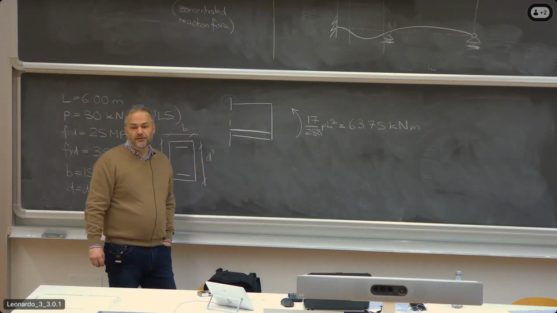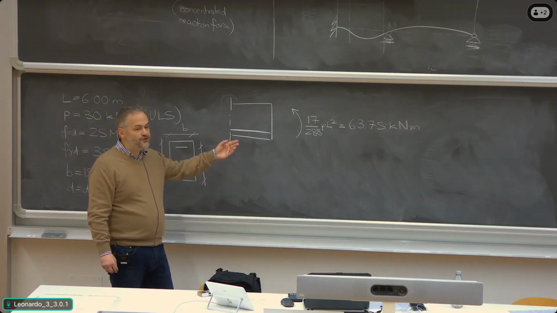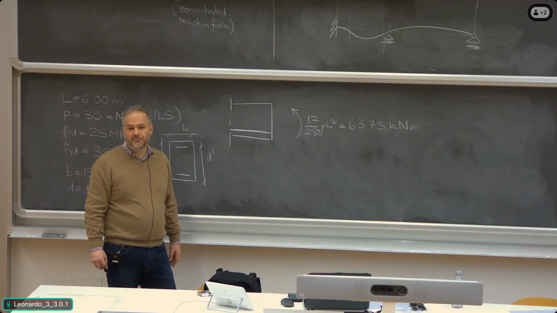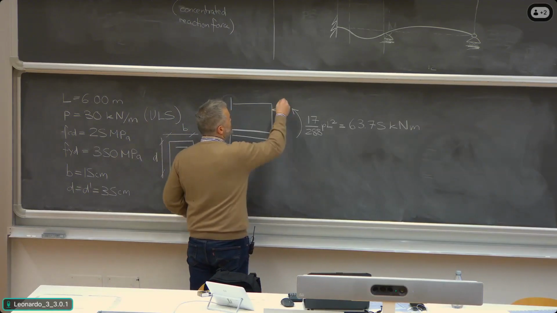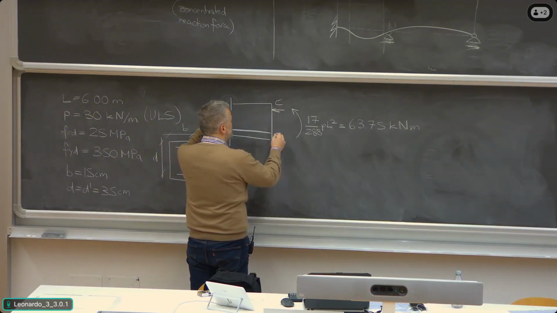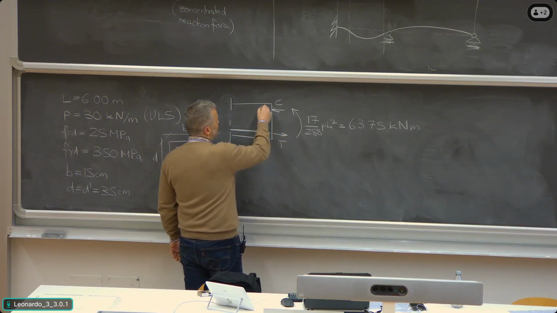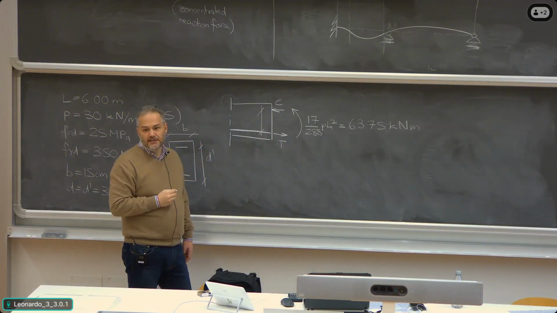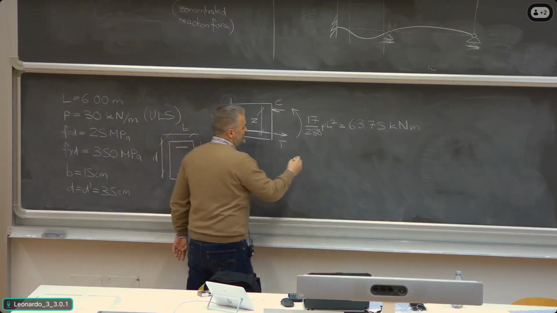How do I work out the tension reinforcement? I don't know what the tension reinforcement is, so I cannot do the calculation in an exact manner. I have to do an approximation. And the approximation, as you remember, is that this moment is resisted by a compression force and the tension force which is developed in the reinforcement, and the two have a distance which is represented by the internal lever arm, whose approximated value, this is Z.